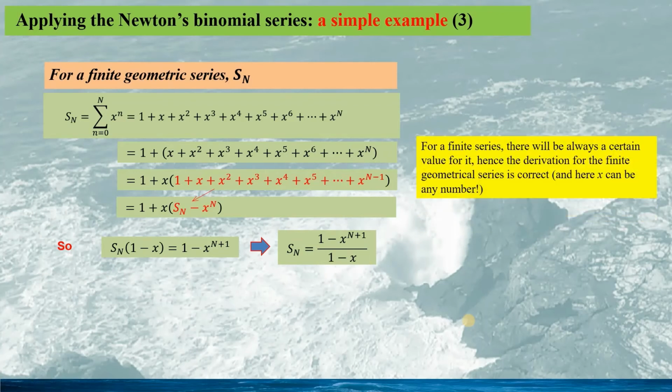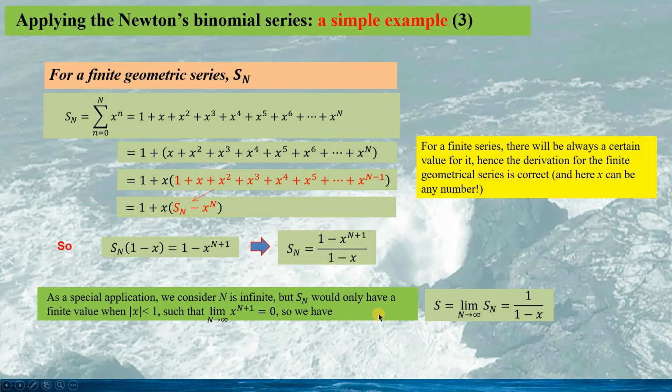In here, because the series is finite, there will always be a certain value for this Sn. Hence, for this mathematical derivation, there's no limit for x. That means x can be any value, smaller than 1 or larger than 1, it is always correct. The only thing is when x equals 1, we need to be careful for this calculation.